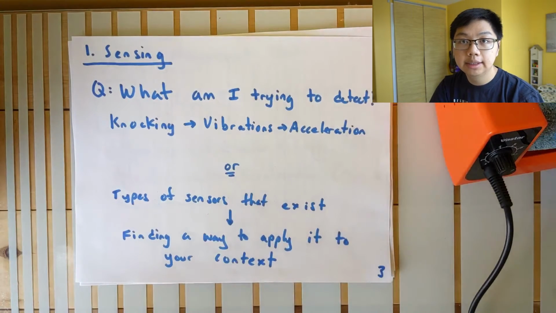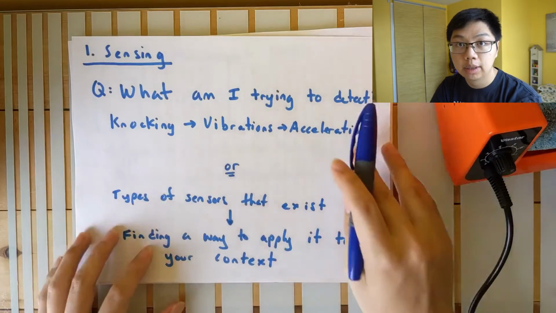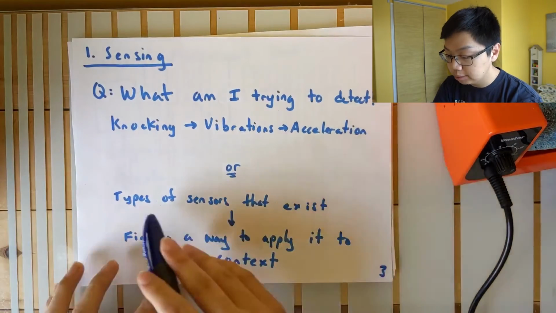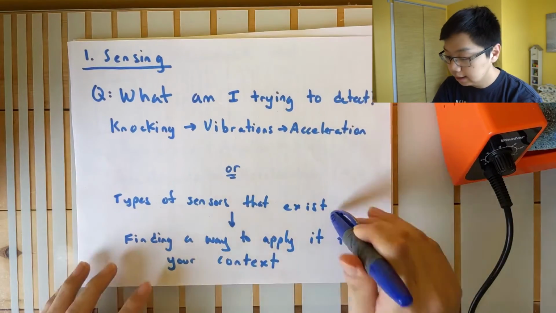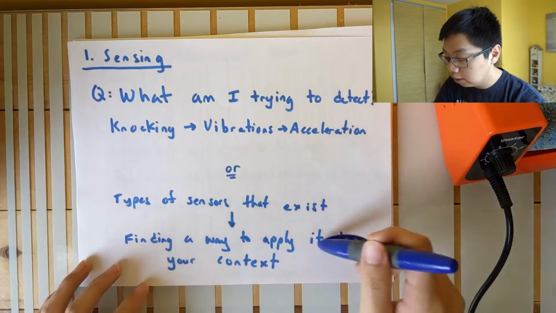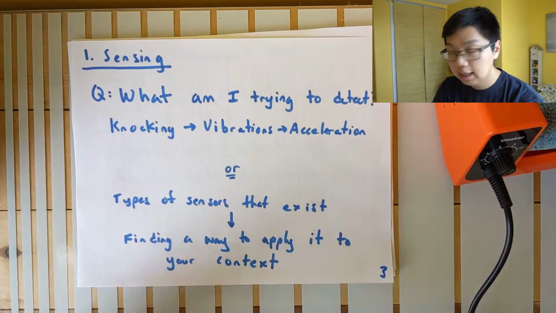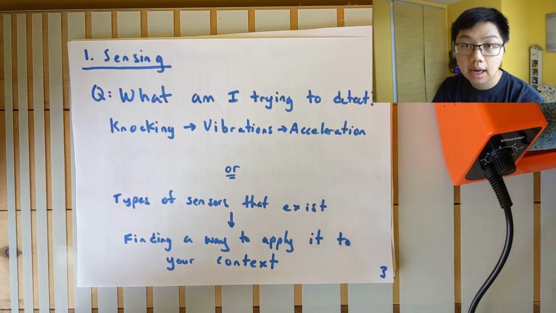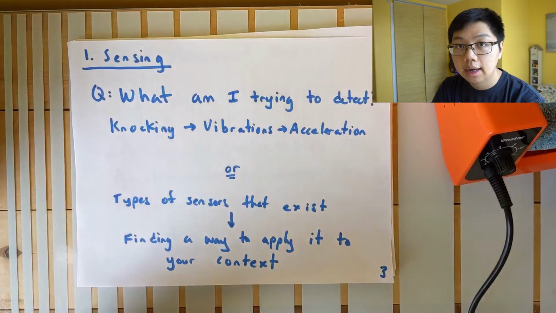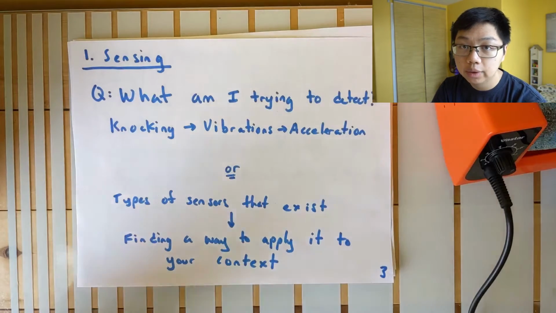However, in certain cases, you might not know how to break down a complex idea. So you can perhaps start with the types of sensors that exist, see what they do, and then find a way to apply it to your current context. In my case, I did a little bit of both. I recently bought an accelerometer, and I wanted to use it for some application. But the main point being engineering design isn't a linear process, so do whatever you see fit.